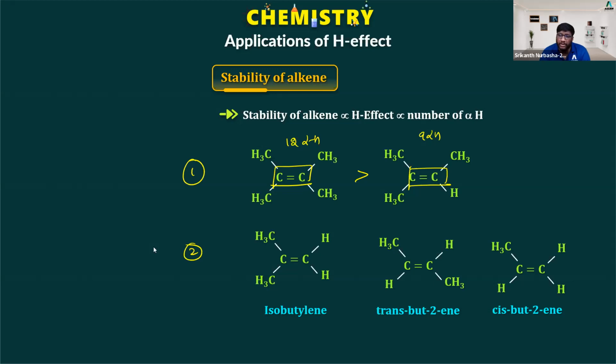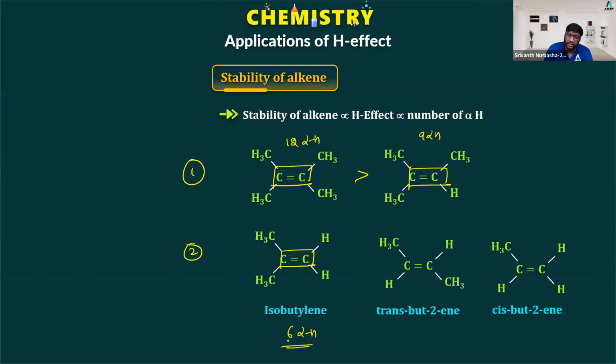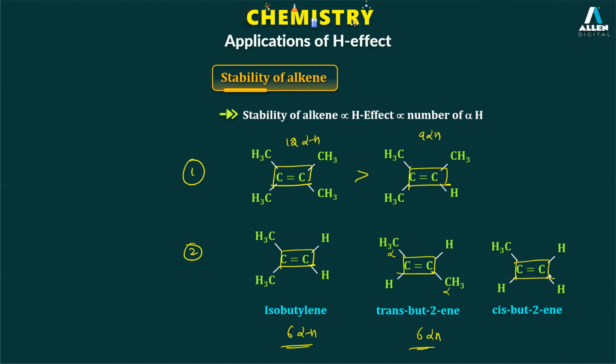What is the number of alpha hydrogens? First compound: this is a C double bond system, 3 plus 3, 6 alpha hydrogens. Second and third compounds, C double bond system: this is an alpha carbon, this is an alpha carbon, 6 alpha hydrogens. The third compound is also having 3 alpha hydrogens.